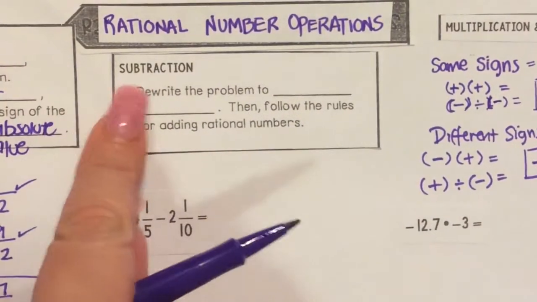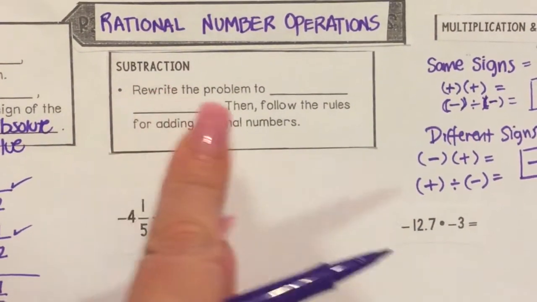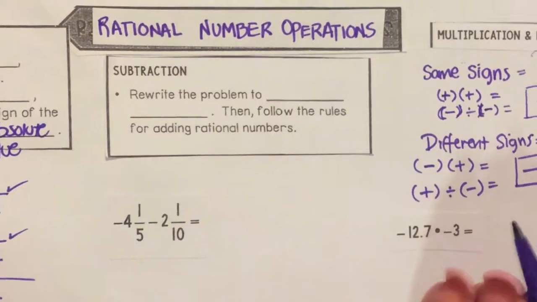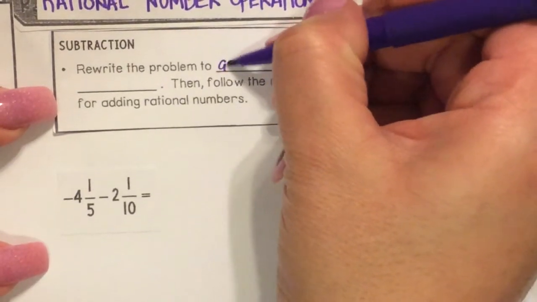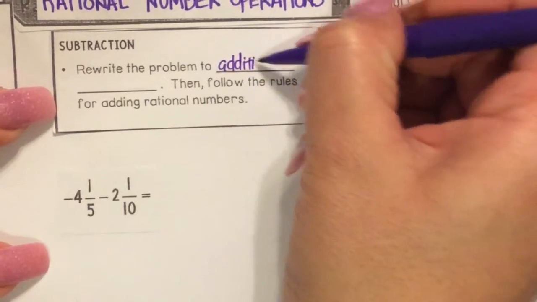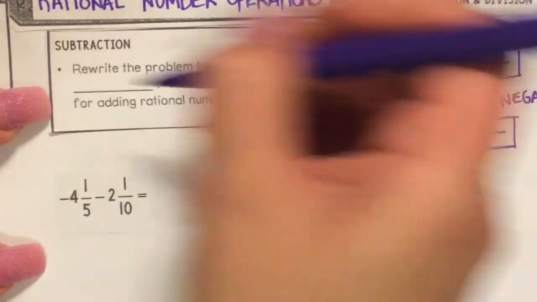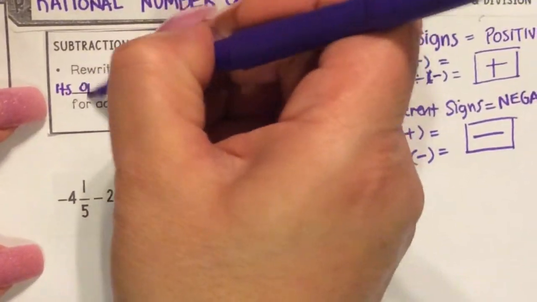Then we have subtraction. To subtract rational numbers that include positives and negatives, we need to rewrite the problem actually to addition of its opposite.